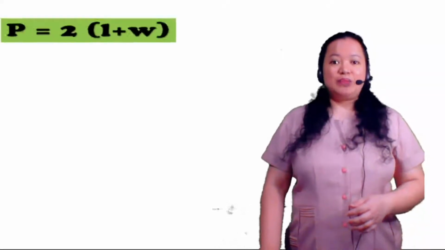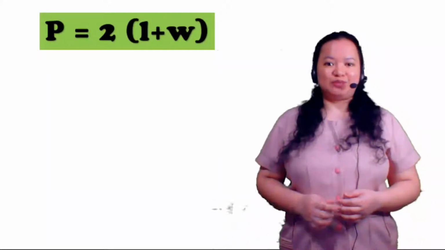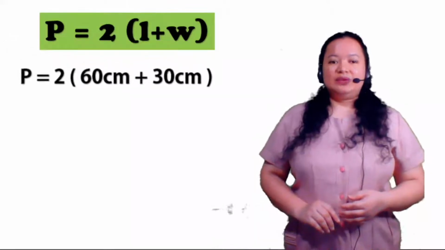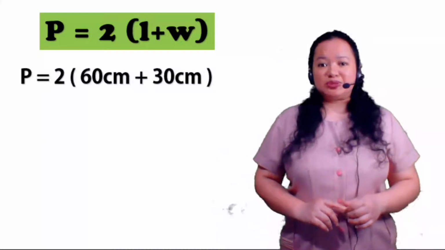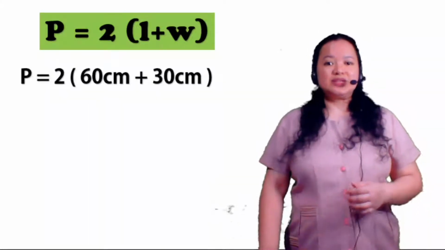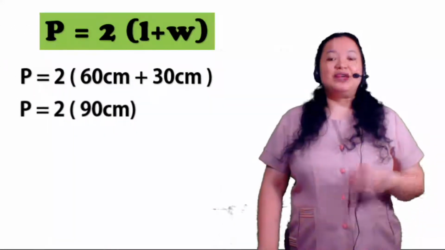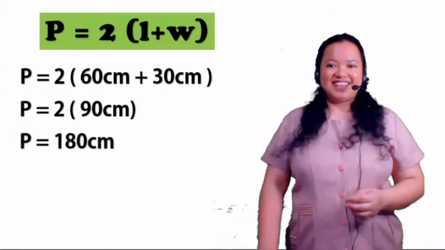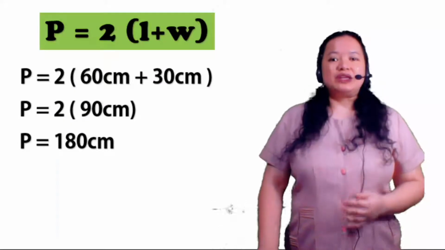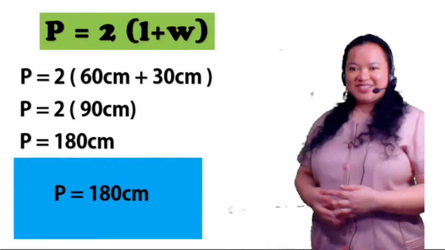Let us now solve for the perimeter of the rectangle by using the formula perimeter equals length plus width times 2. We have perimeter equals 60 centimeters plus 30 centimeters times 2. 60 plus 30 centimeters will give us a sum of 90 centimeters. 90 centimeters times 2 is 180 centimeters. The perimeter of one piece of rectangle is 180 centimeters.